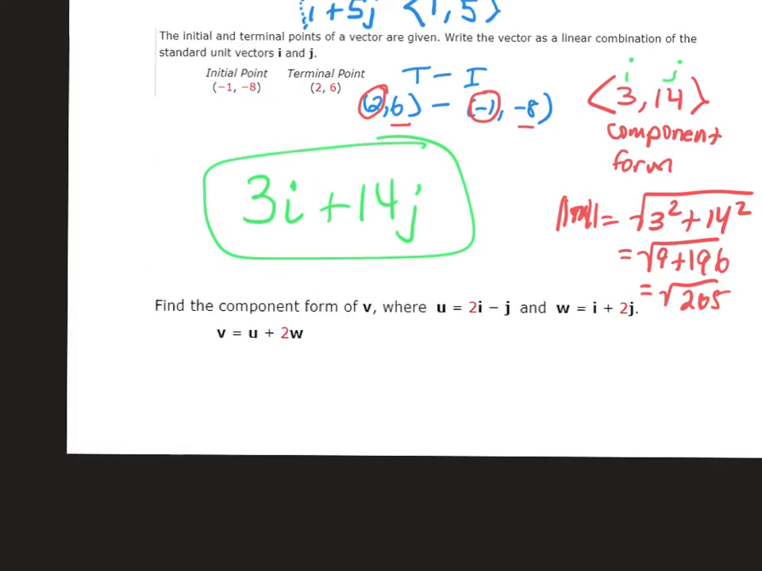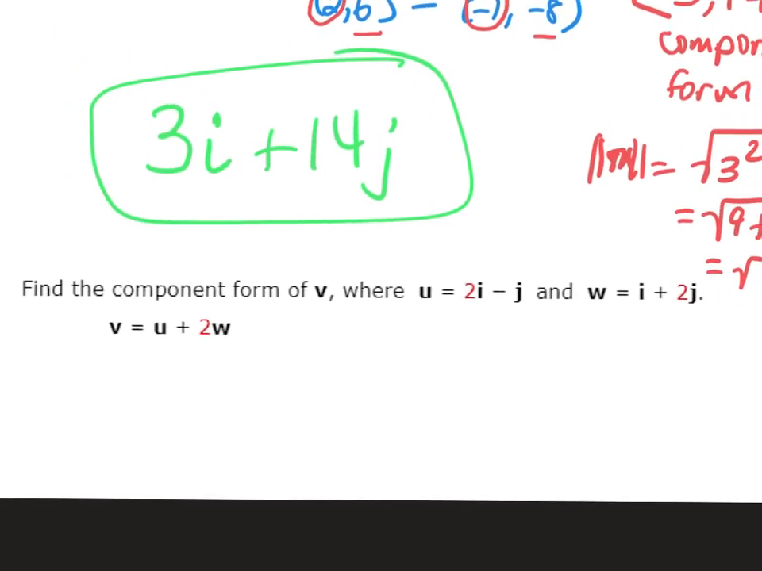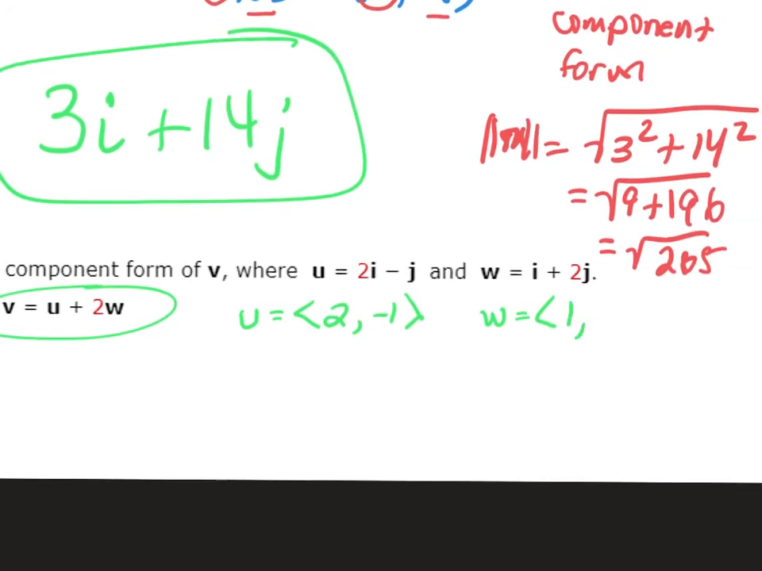So down here, if they're asking us to find the component form and then to perform this operation, well, my component form of u would be the coefficient of I is 2, the coefficient of J is -1, and then of w, the coefficient of I is 1, and the coefficient of J is 2. So there's my component form.